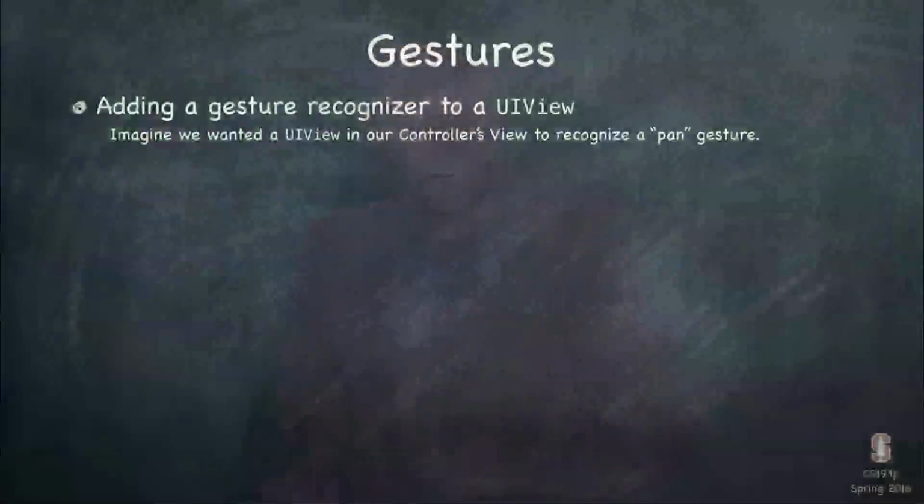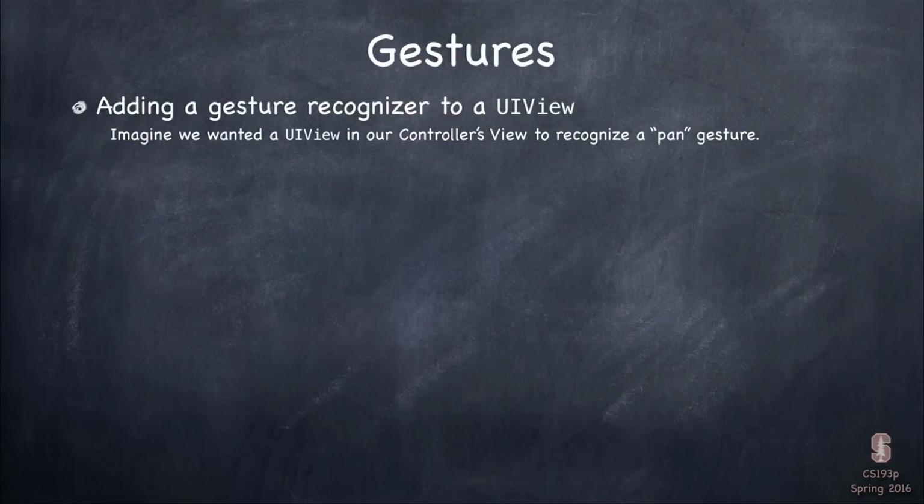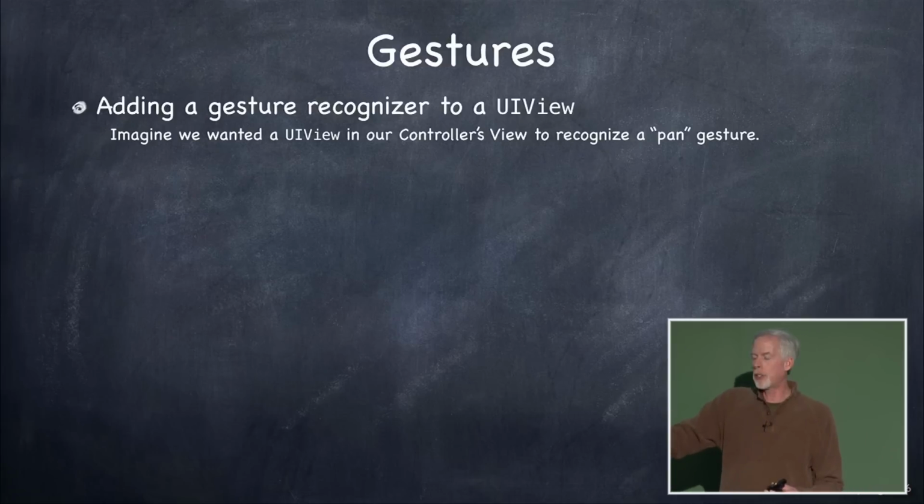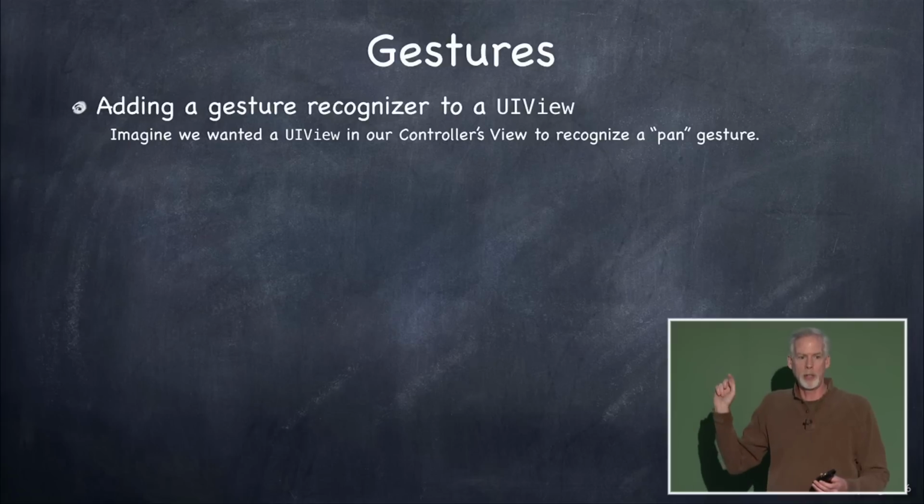Okay, so how do we add a gesture to a UI view? We've decided we want a view, in this case, let's say, to recognize pan. Okay, a pan is putting your finger down on the screen and moving it around without lifting it up. And when you lift it up, the pan is over. Okay, that's what a pan is, basically panning your finger around on the screen.